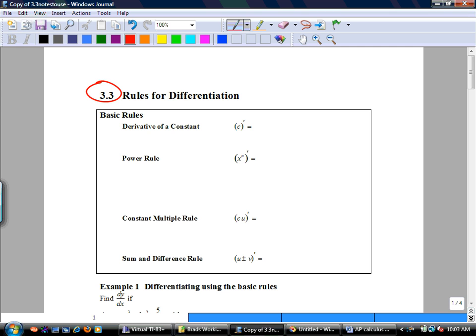So, derivative of a constant. I'm going to do a lot of this graphically and refer back to the notes we did this morning. But the derivative of a constant, if I have a function that looks like this, what is its slope?